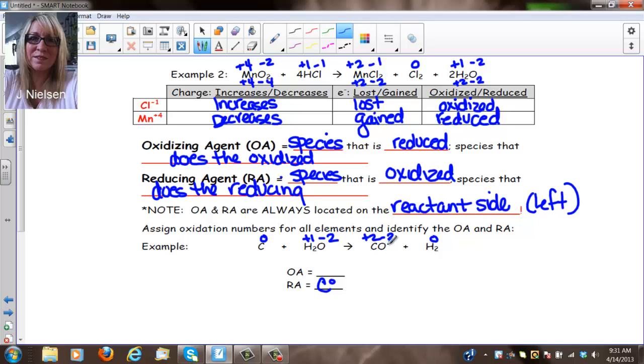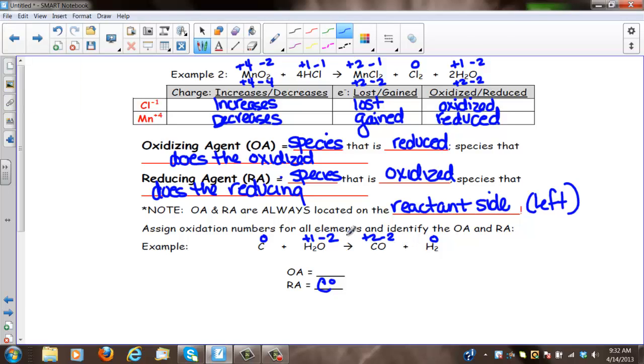We have oxygen is not changing at all, so we're not interested in that, but the hydrogen is going from +1 to 0. It's becoming more negative, which means it's gaining electrons. It was reduced and therefore is the oxidizing agent. So we list the whole compound. Water is the oxidizing agent in this case because it contains the hydrogen.